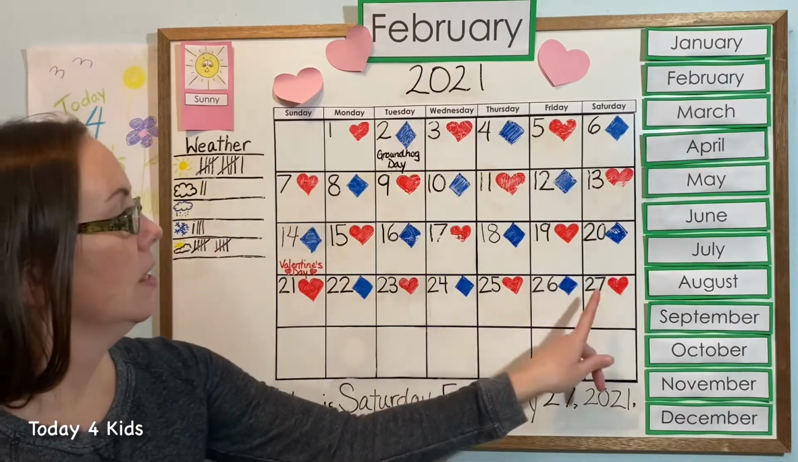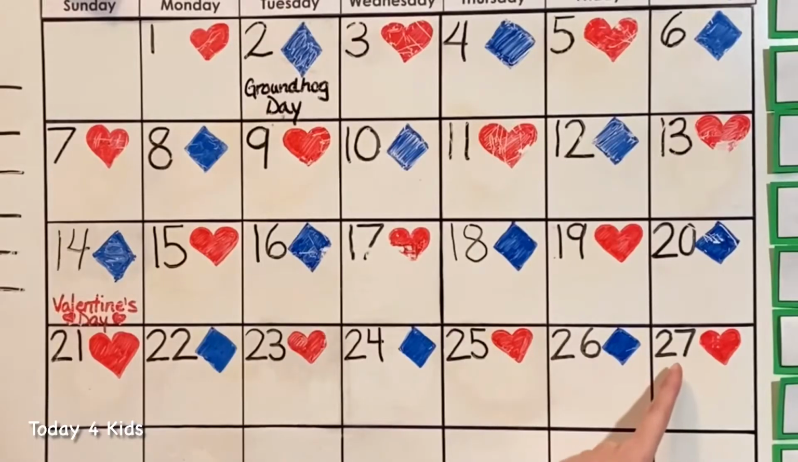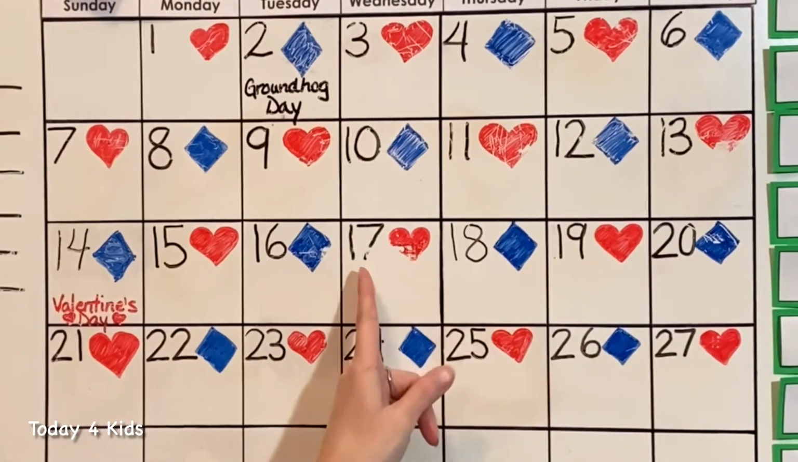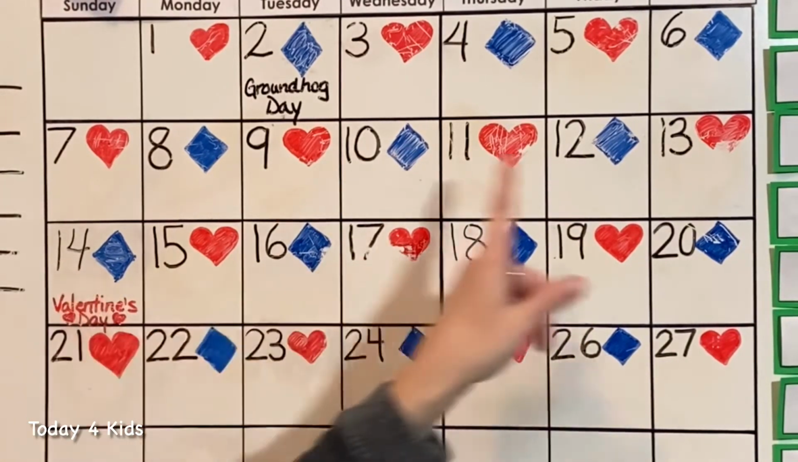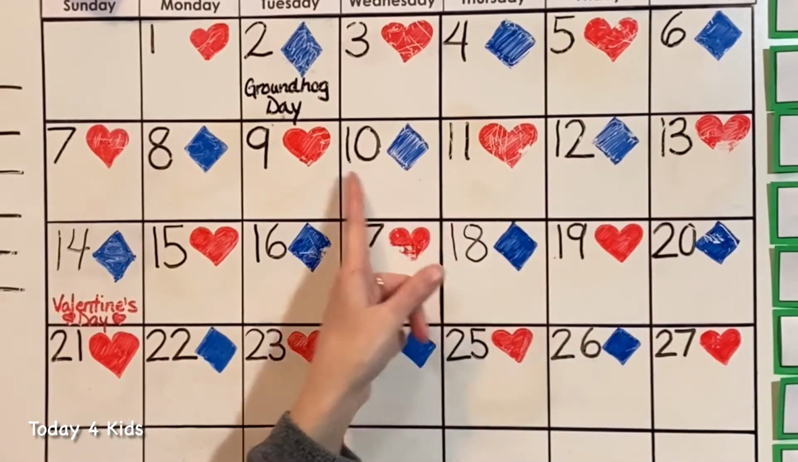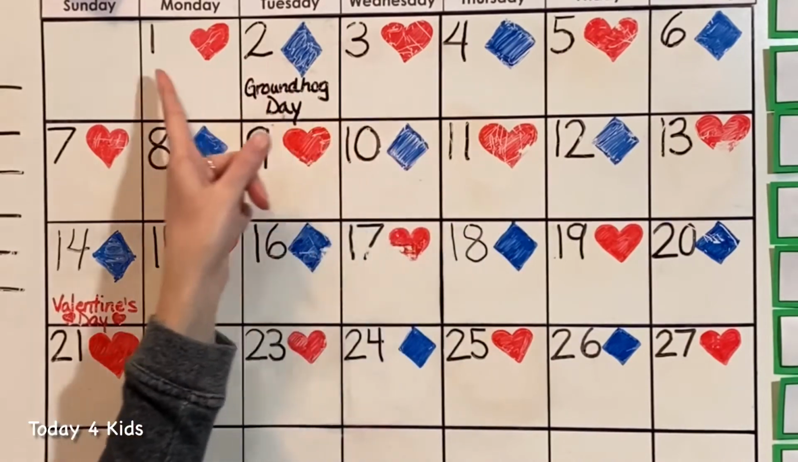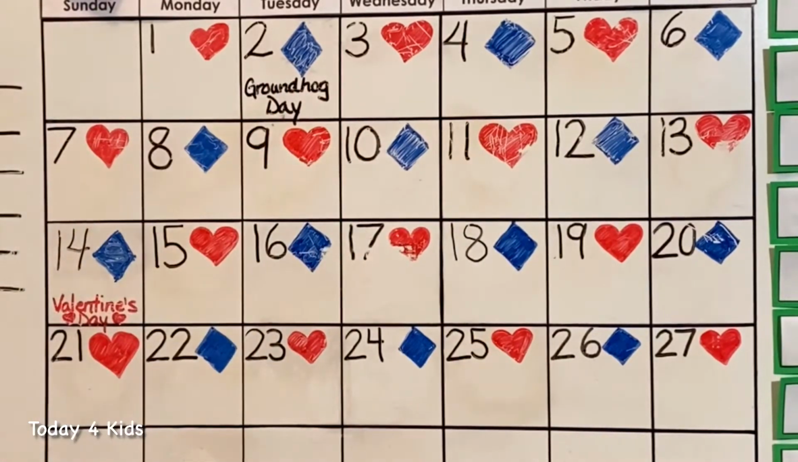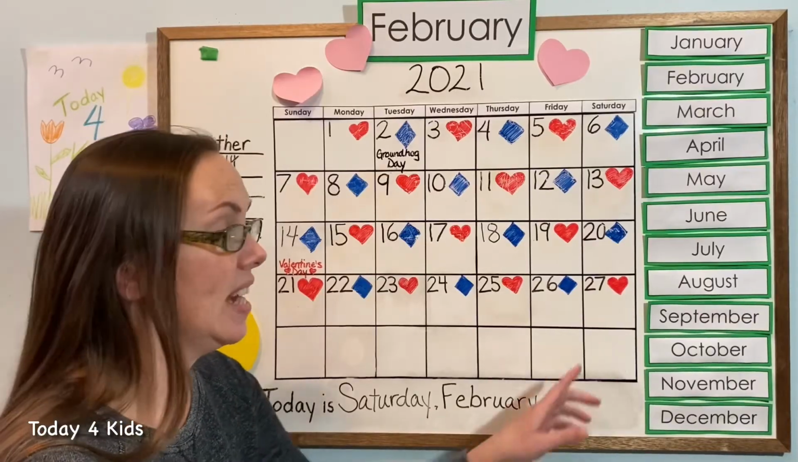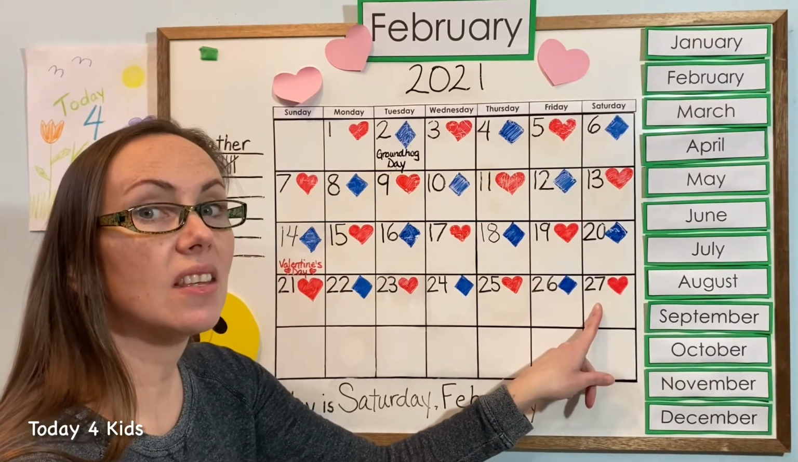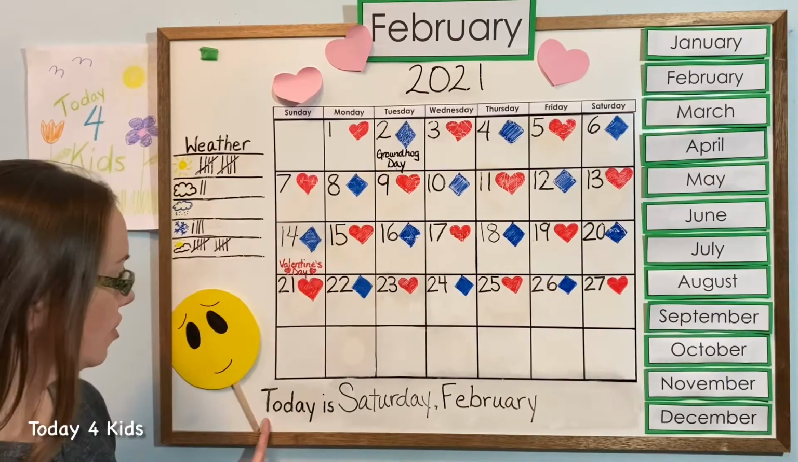Now let's count them backwards. Are you ready? 27, 26, 25, 24, 23, 22, 21, 20, 19, 18, 17, 16, 15, 14, 13, 12, 11, 10, 9, 8, 7, 6, 5, 4, 3, 2, 1, blast off! When we put it in the calendar, we say 27th. Can you try that with me? 27th. Good job.